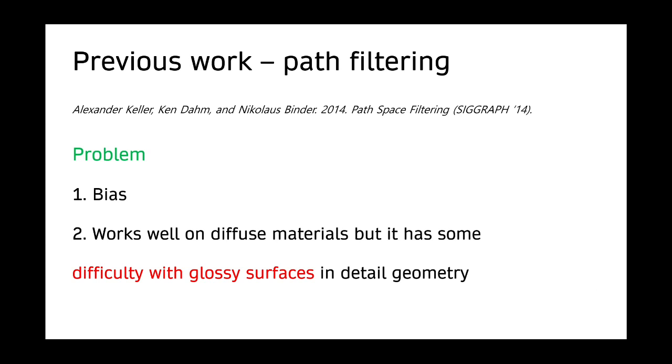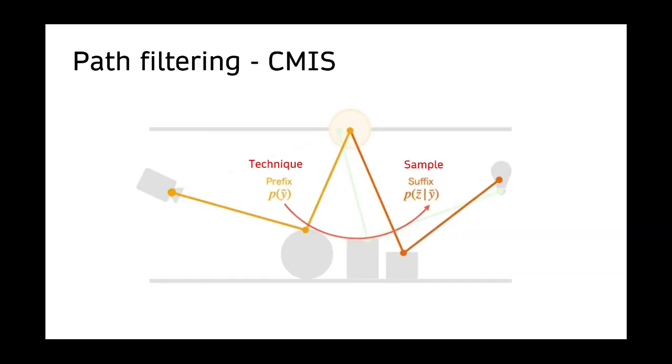There are some problems. First, this is a biased method. Second, this works well on diffuse materials, but it has some difficulty with glossy surfaces in detailed geometry. To solve these problems, this paper splits a path into a prefix and a suffix. The prefix is before reaching a certain point, and the suffix is after reaching it. The prefix path conditions the sampling of a suffix path, so we can treat each prefix as a sampling technique.